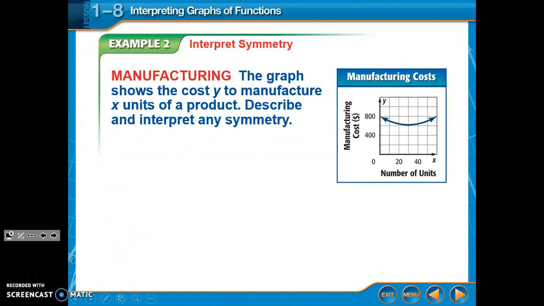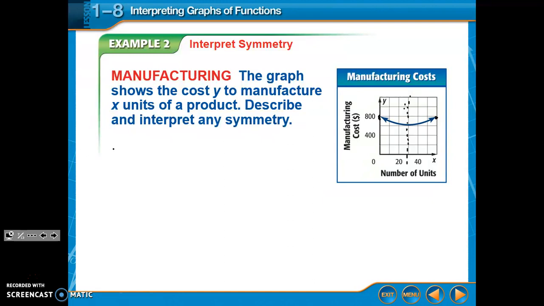Okay, example 2, we want to interpret symmetry. So the graph shows the cost, y, to manufacture x units of a product. Describe and interpret any symmetry. So we want to look at this and say if there's any line that would show symmetry. If I were to cut this in half, about here, everything on the left lines up with what's on the right. So this point here, 3 boxes away this way, is the same height as the point 3 boxes away over there at 800. So we want to be able to interpret this.